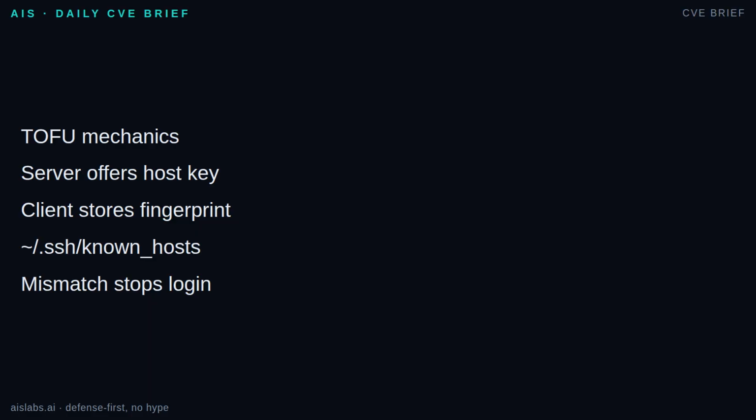If HashKnownHosts is enabled, the host names in the file are hashed, so the file does not casually reveal your server list. Non-standard ports are stored as bracketed host and port. When the presented key matches, SSH continues. When it does not match, OpenSSH stops, because continuing would erase the main defense this file provides.